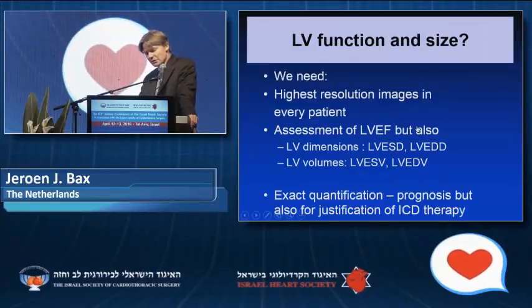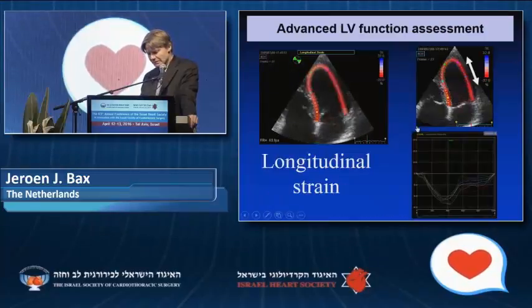LV function and size. So we need highest resolution images in every patient. We want to assess ejection fraction. We also want to look at the dimensions. We also want to look at the volumes. The exact quantification is probably important for prognosis, but probably even more important at this moment in time for justification of devices.